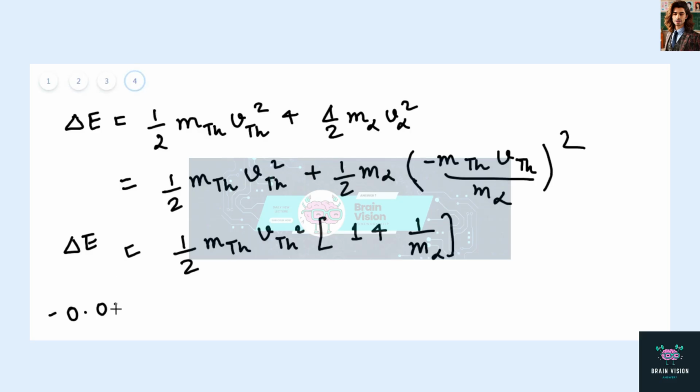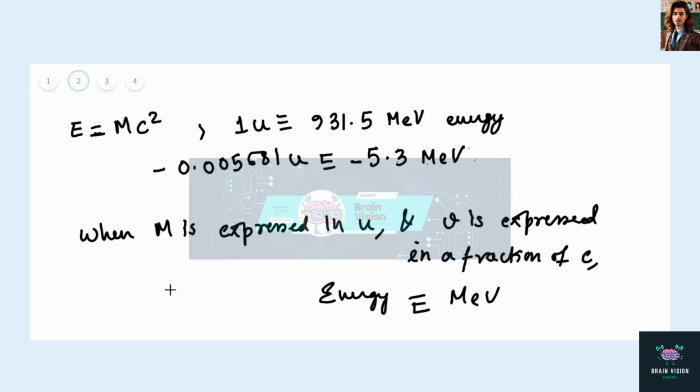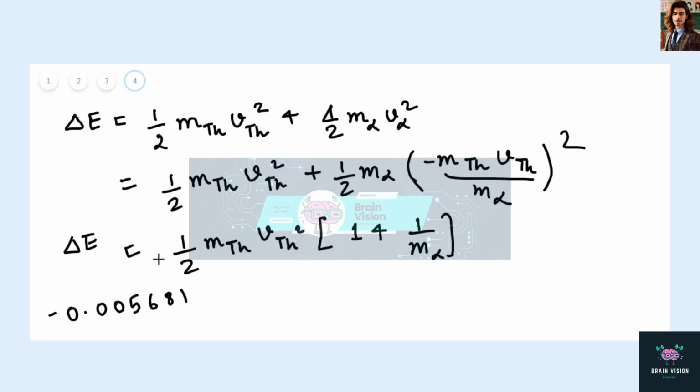So 0.005681, right? But as I said before, you don't need the negative sign because we are talking about the total magnitude of the energy, equal to half. And now we put everything back again. How much is the mass of thorium?